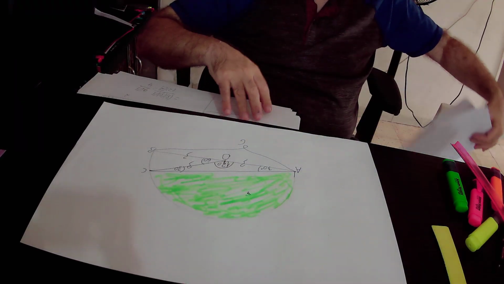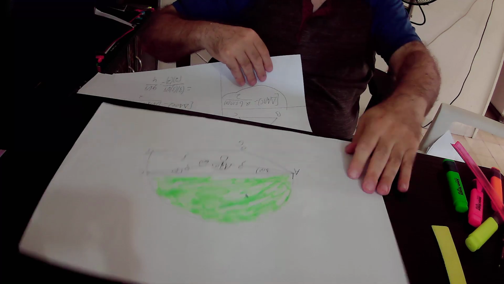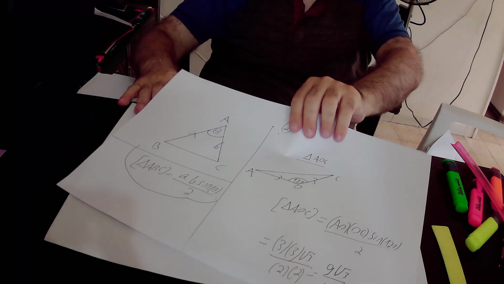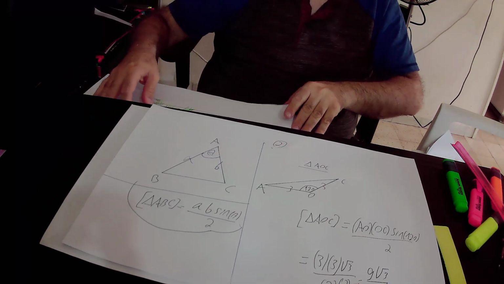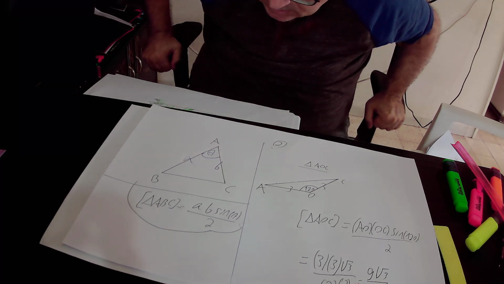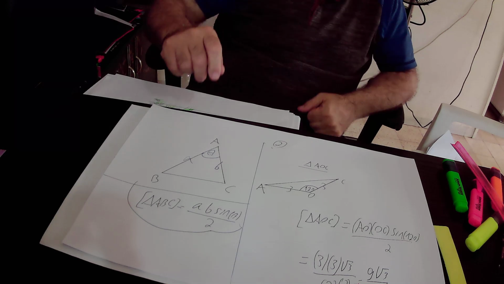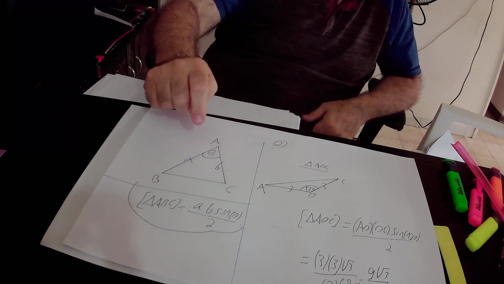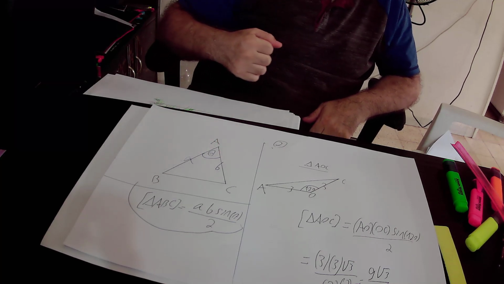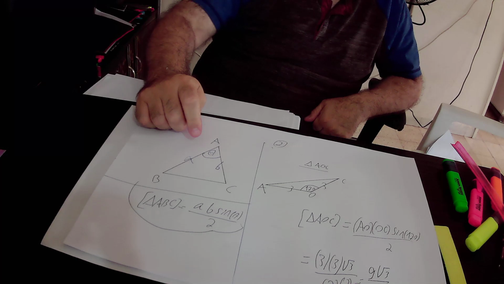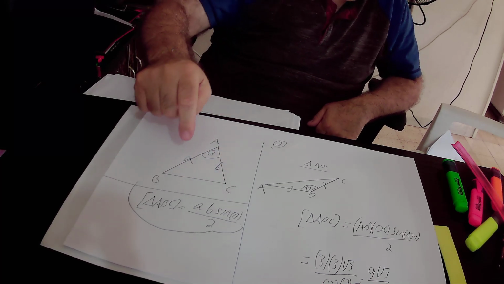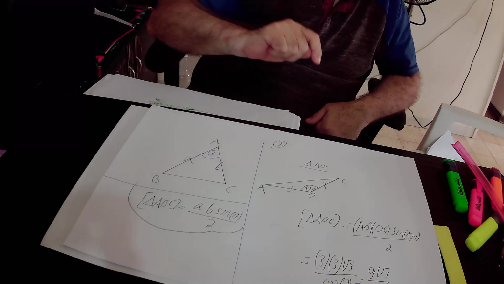Then I presented to you how to find out the area of any triangle according to a new formula. According to the new formula, if we have here triangle ABC, that could be any triangle, and we know that the length of side AB is A units, the length of side AC is B units, and the angle between side AB and side AC is theta, then the area of triangle ABC equals A times B times sine theta over 2.